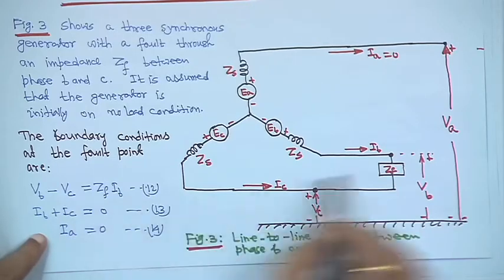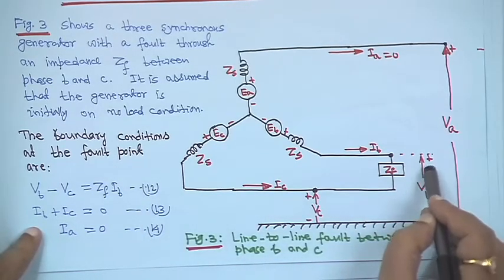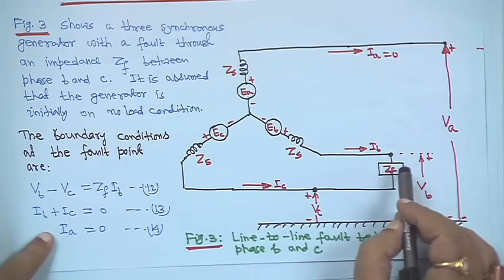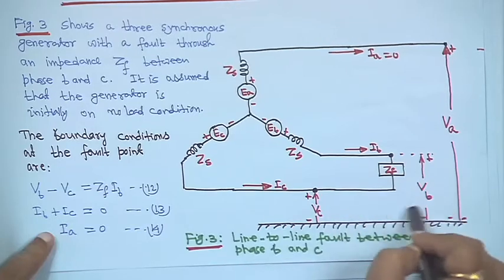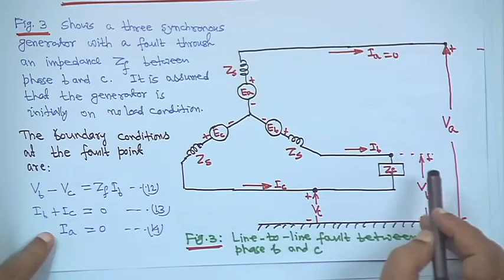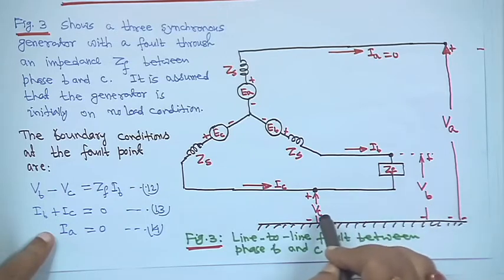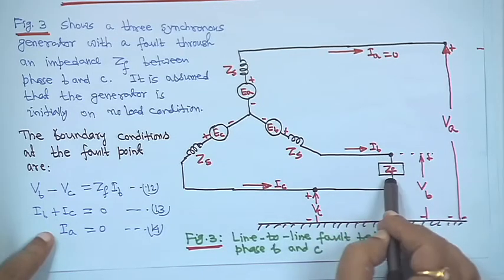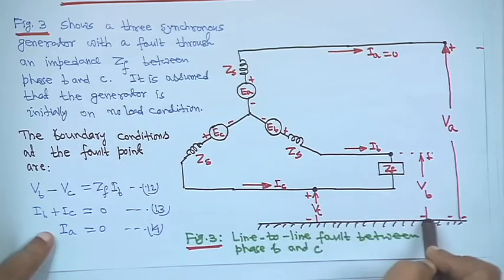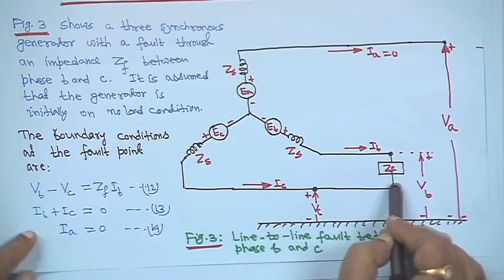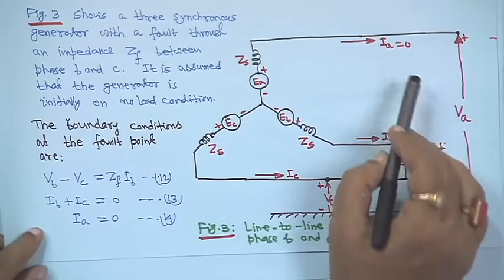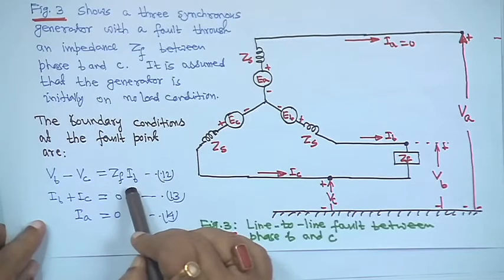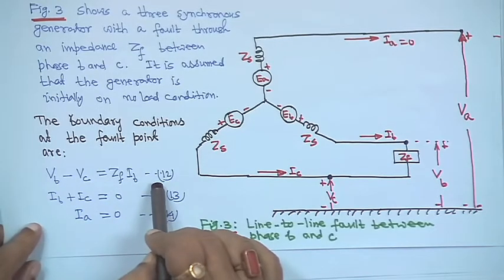So, IB plus IC is equal to 0 and VB minus VC will be ZF into IB, because if you apply your KVL this way, it will be IB into ZF plus VC minus VB is equal to 0. Therefore, VB minus VC is equal to IB into ZF. So IB plus IC is equal to 0, this is another condition, and IA is equal to 0. These are sometimes called boundary conditions at the fault point.